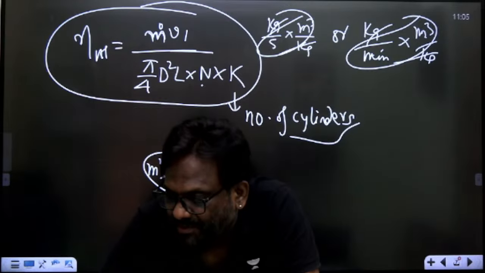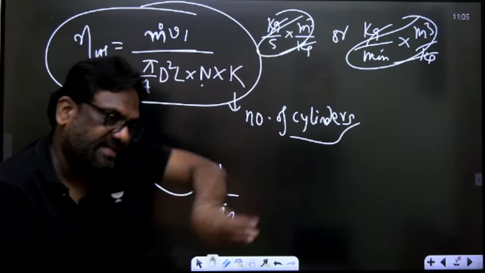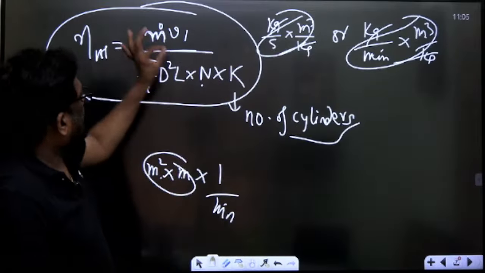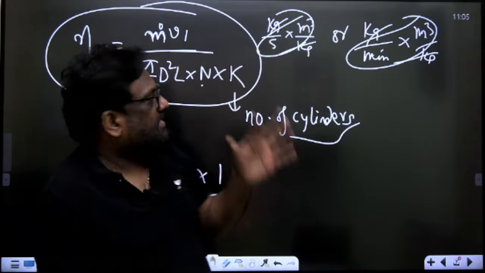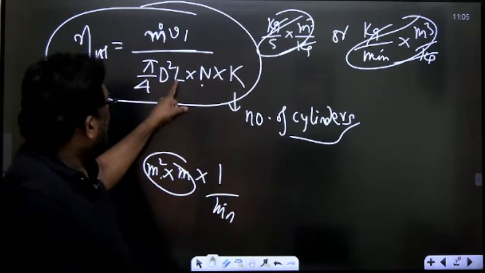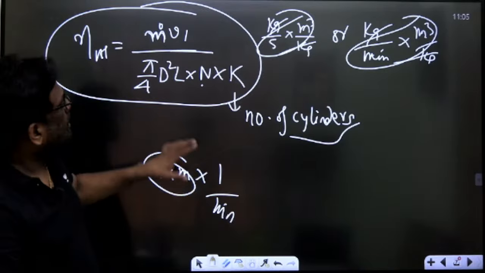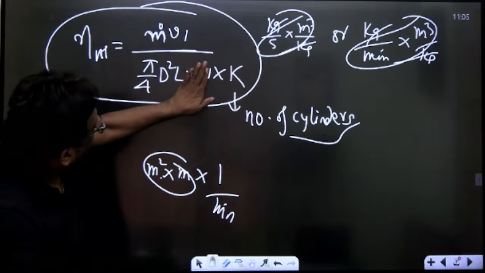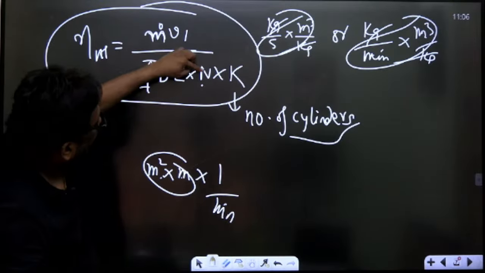Did everyone understand this equation? Let me tell you. M dot is the mass flow rate of refrigerant, with what rate the refrigerant is flowing. Small v1 is the specific volume at the inlet to the compressor, d is the diameter of the cylinder, L is the stroke length, N is the speed, maybe RPM, maybe RPS. If it is per minute then this is also per minute; if it is in seconds, divide by 60, so this is also per second. k is the number of cylinders.